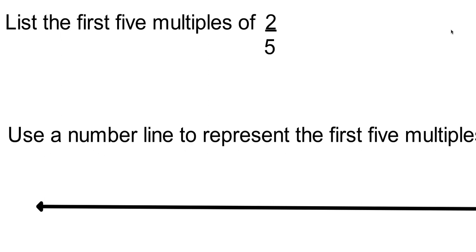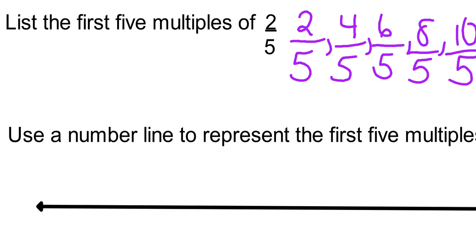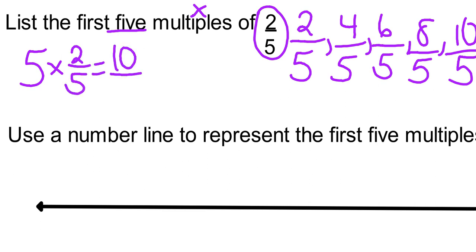Okay, so list the first 5 multiples of 2/5. So we have 2/5, another 2/5 is 4/5, 6/5, 8/5, 10/5. So when I'm listing the multiples of 2/5, doing it 5 times, I'm really doing 5 times 2/5. This equals 10/5. And then that's today's lesson.